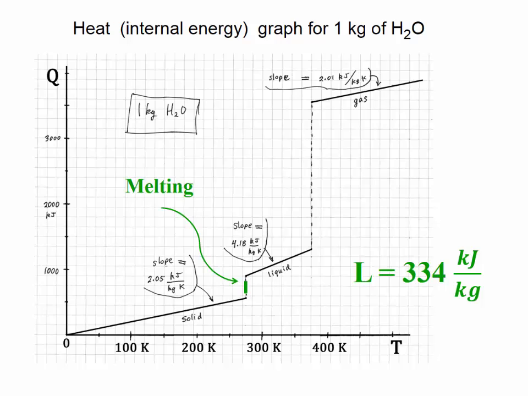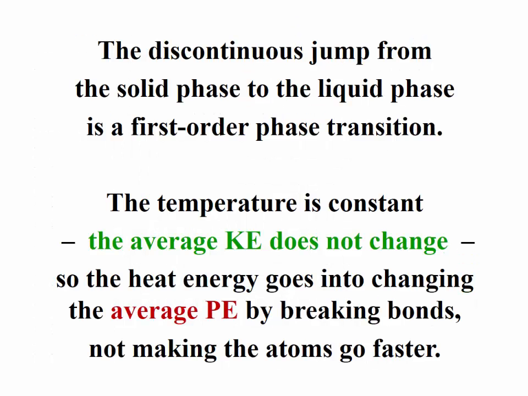Internal energy has increased without a change in temperature because that energy has gone into breaking bonds, into changing the potential energy of those molecules in that solid as they become molecules in a liquid. There's energy required to break the bonds that have held those things in that rigid solid form, and that energy we call latent heat, symbol L.